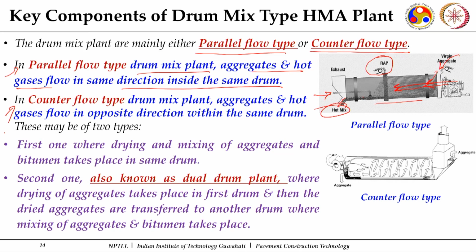Second is the one which is most of the time preferred, the counter flow type drum mix plants. So, here aggregates and hot gases flow in opposite direction within the same drum. You can see this is the one where the flame is there. So, this particular one is in this direction, and this is the exhaust system, and these are the virgin aggregates which are going to enter into it. So, they are entering from different directions.